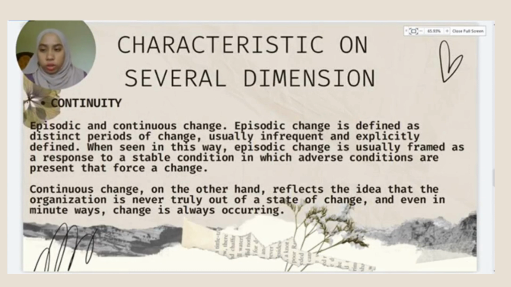Continuity, episodic and continuous change. Episodic change is defined as a distinct period of change, usually infrequent and explicitly defined. When seen in this way, episodic change is usually framed as a response to a stable condition in which adverse condition are present that force a change.